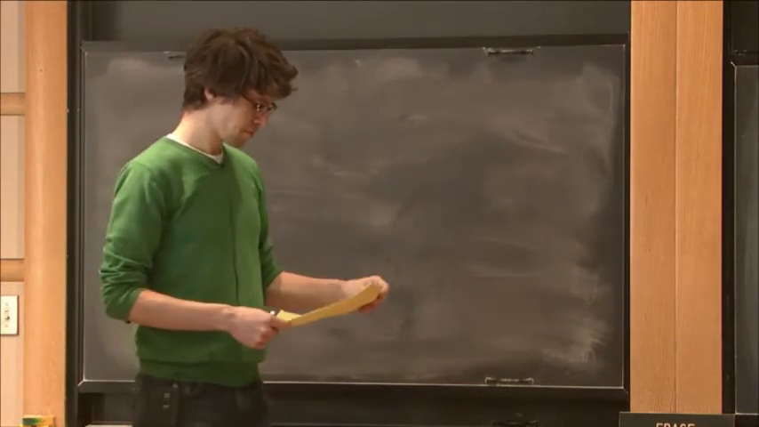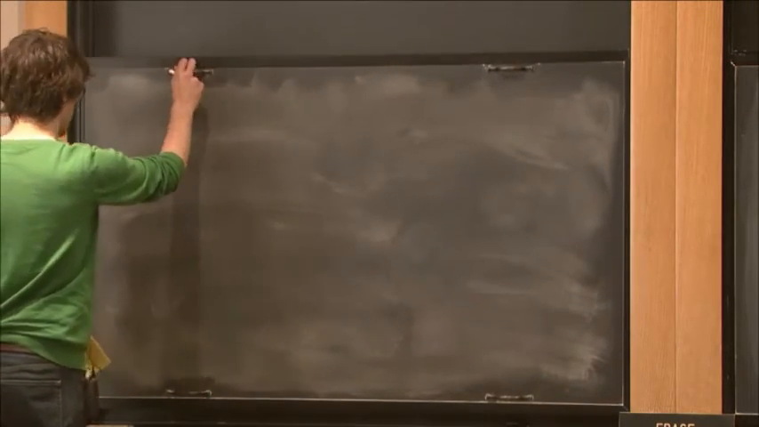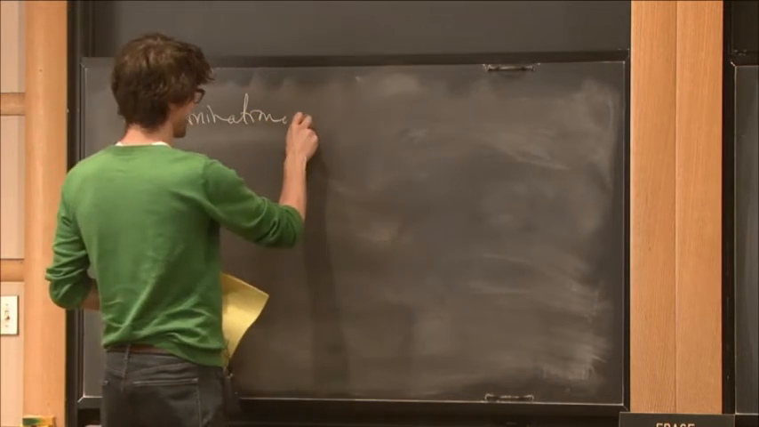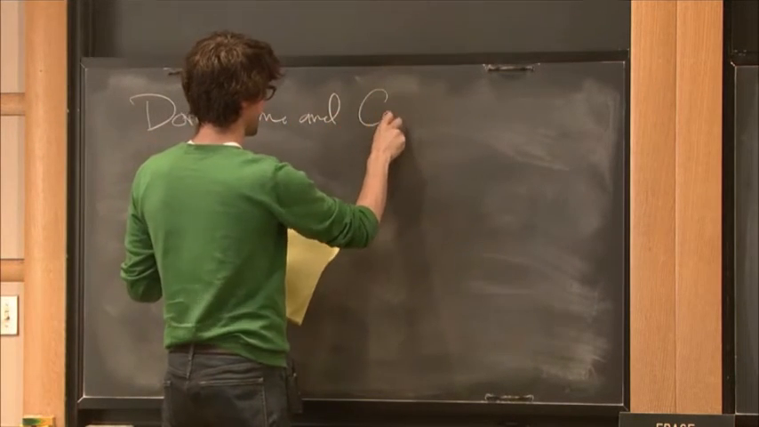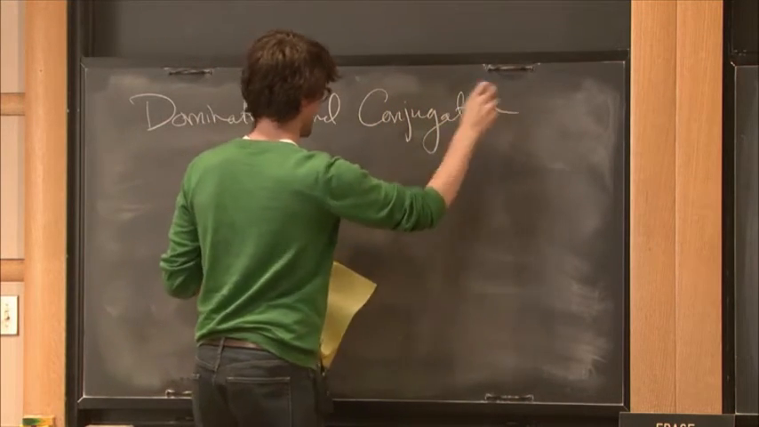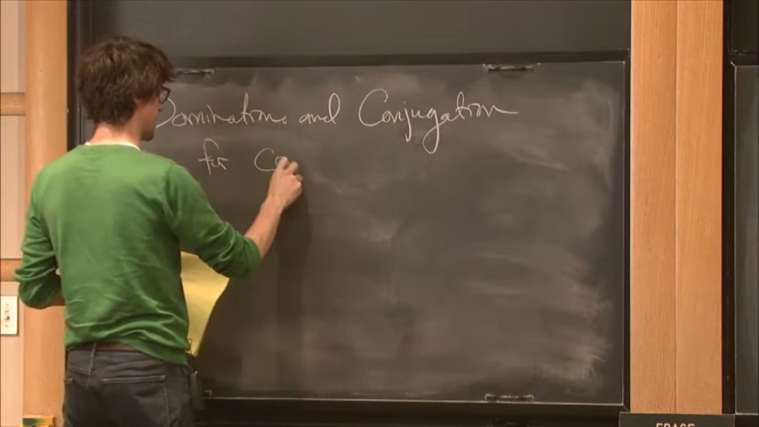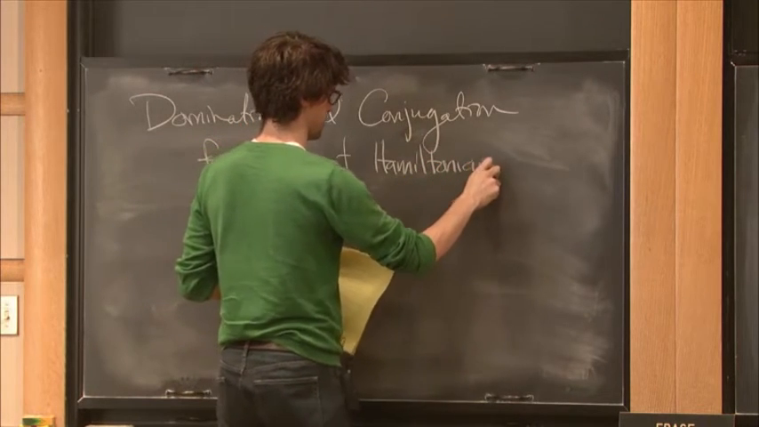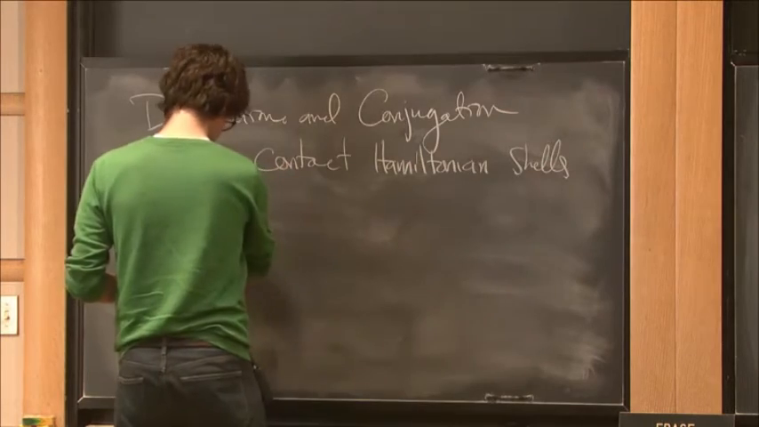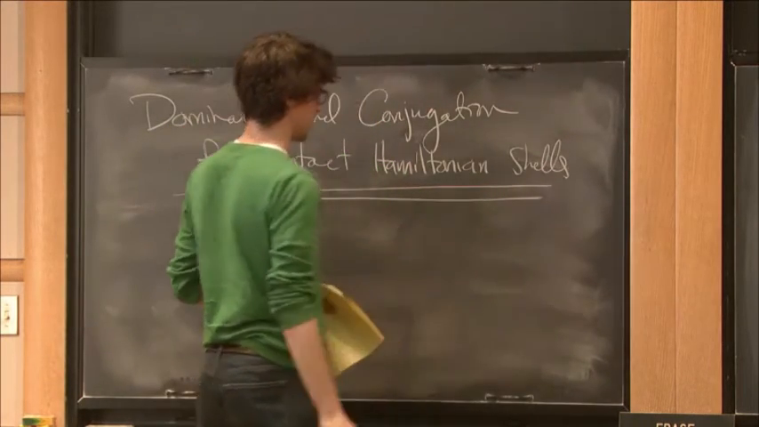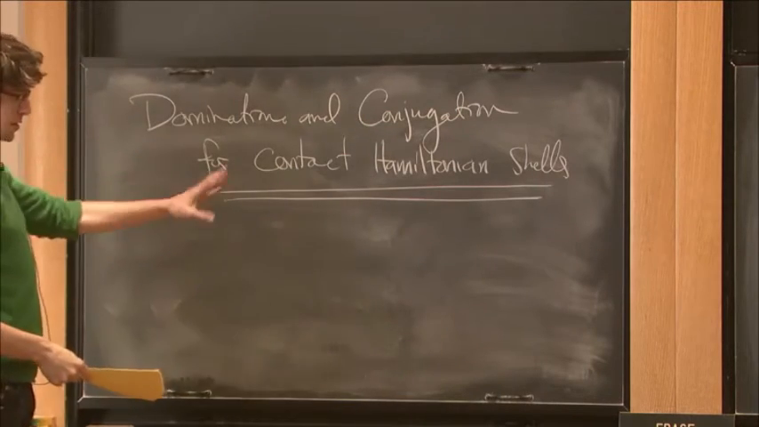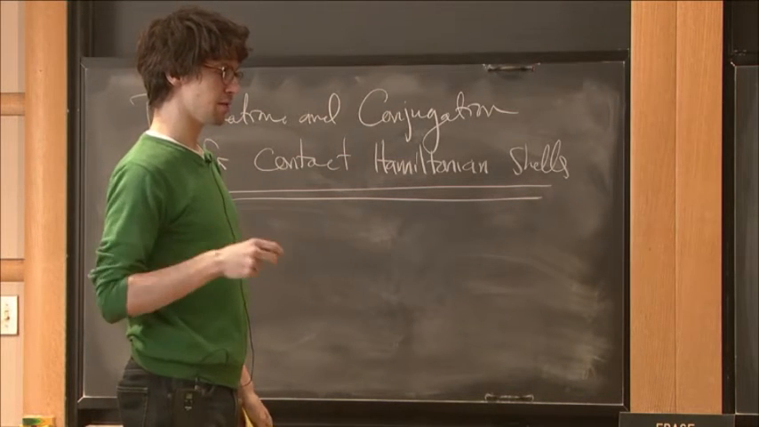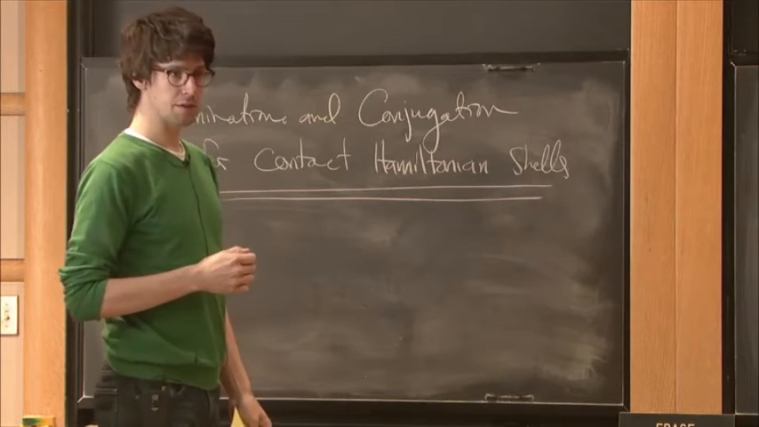Okay, so the main topic for today is domination and conjugation for these contact Hamiltonian shells. And then we'll eventually use what I say regarding this, at the end of the lecture, to talk about how you can use these overtwisted disks with the connect sum to fill these model shells.